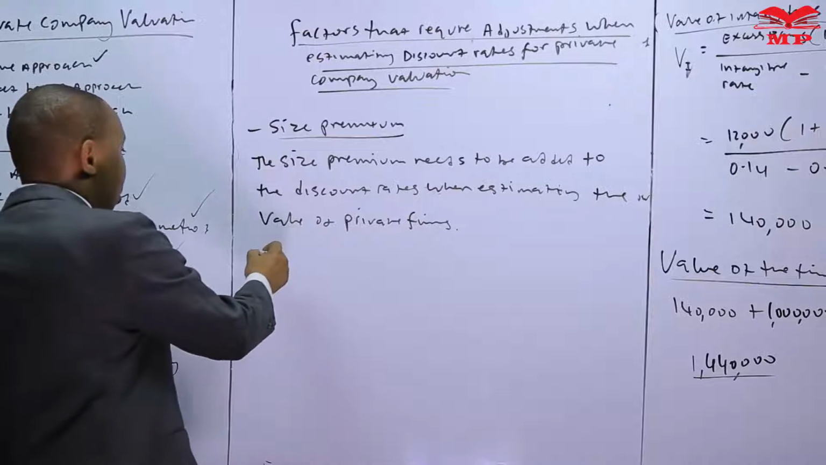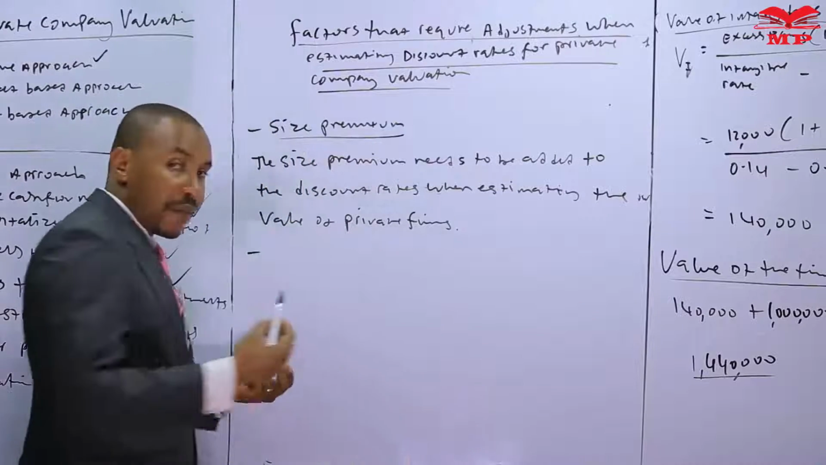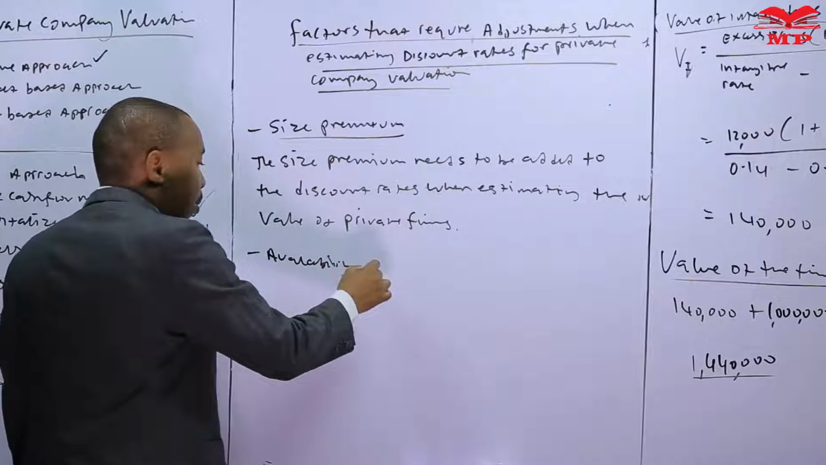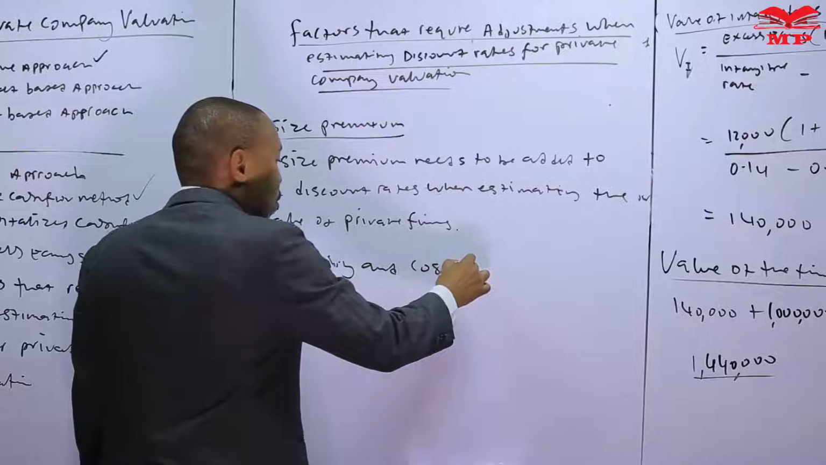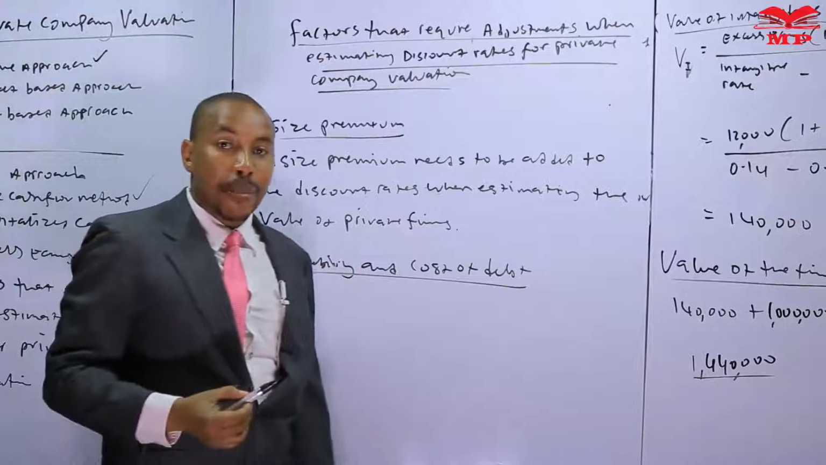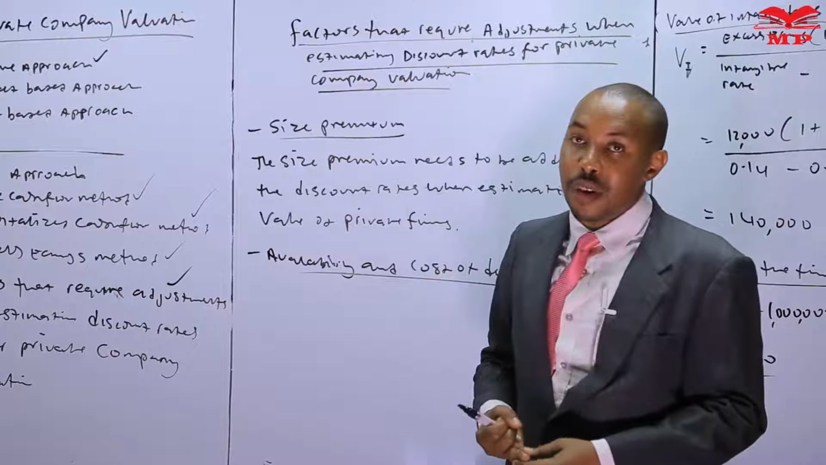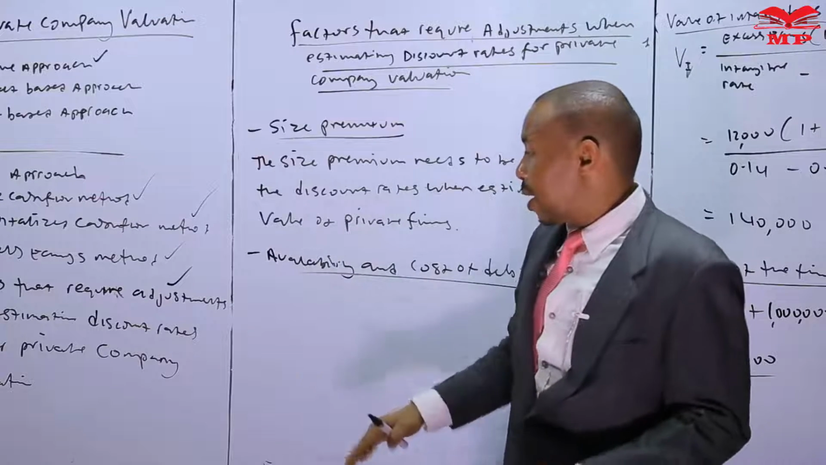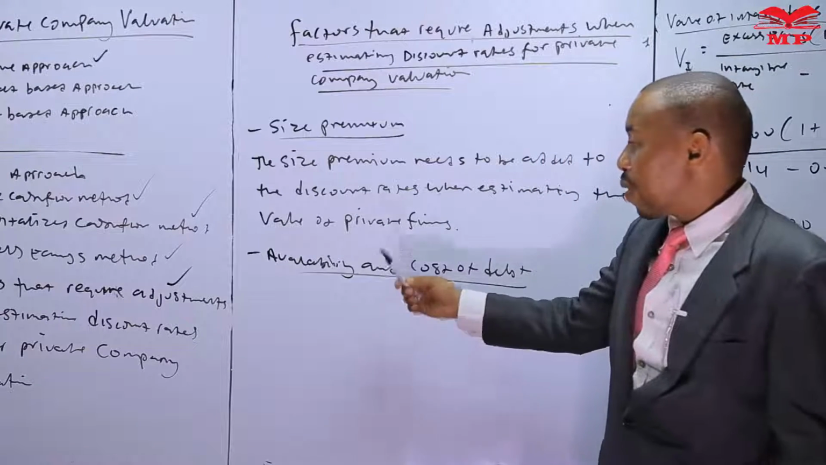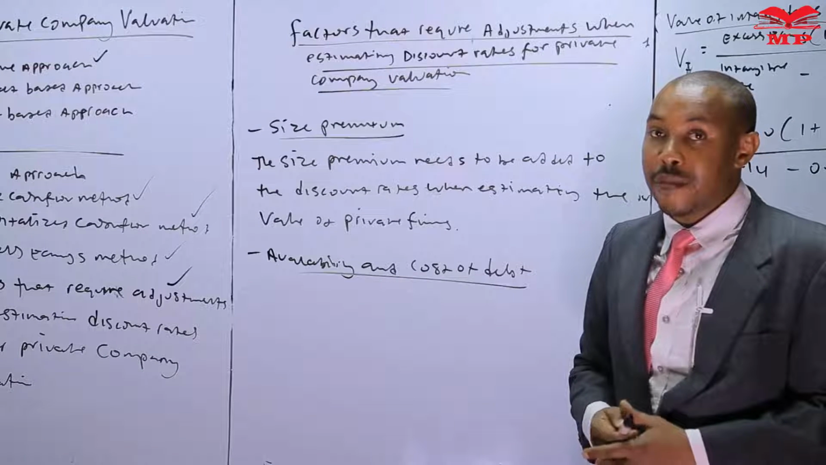The second point that we need to look at is availability and cost of debt. We know very well that private companies tend not to have easy access to both equity and debt, and hence, due to that lack of accessibility, we are saying that some component of a premium needs to be added to the weighted average cost of capital when estimating the value of private companies.